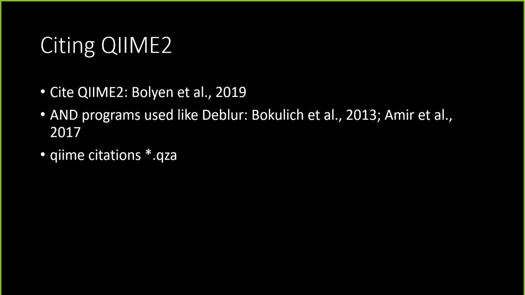Okay. Citing QIIME2 is something that they obviously would want you to do. You can cite this author here, or in QIIME, you can just write qiime citations, star.qza. So whatever your QZA file is, or QZV file, if you write this in your QIIME environment, it will tell you all of the packages that went into creating the output that you're using right now. And that can be useful in the future.